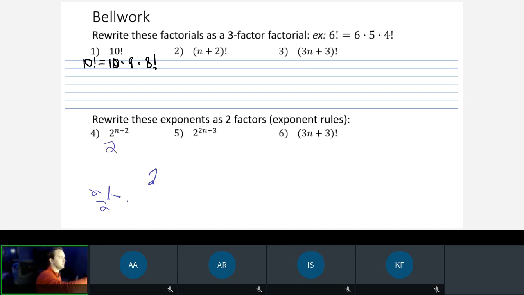So let's say n is 10, so I have 2 to the 12th power. Exponent rules. They must have the same bases and you add. So if I want to factor it, I have to subtract from the exponent. So I could rewrite this as 2 to the 11th times 2 to the first, right? Because 11 plus 1 is 12.